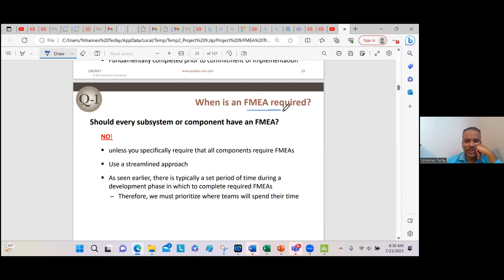So when is FMEA required? We should have an FMEA for every system, subsystem, or component.